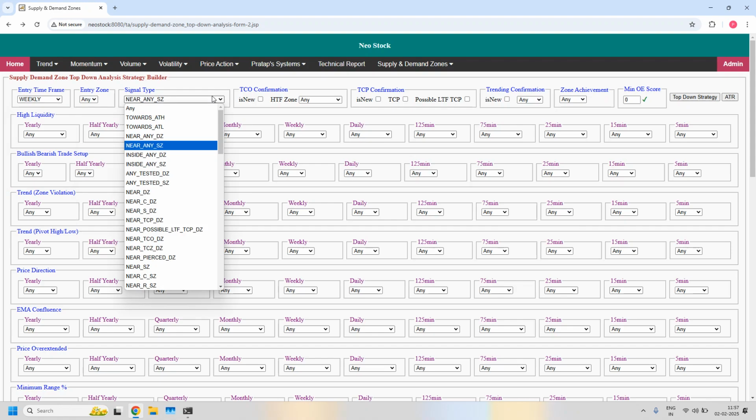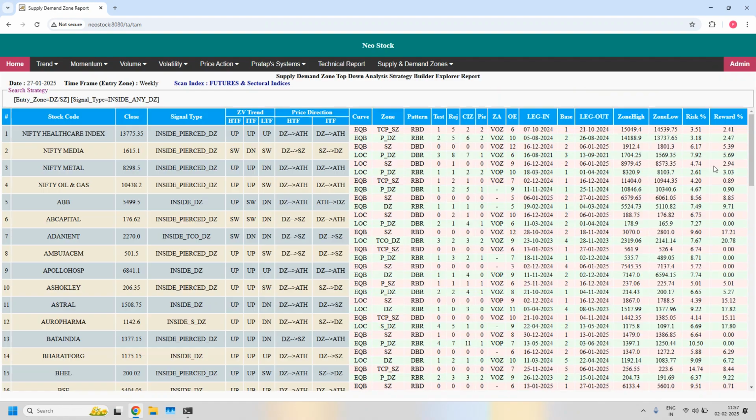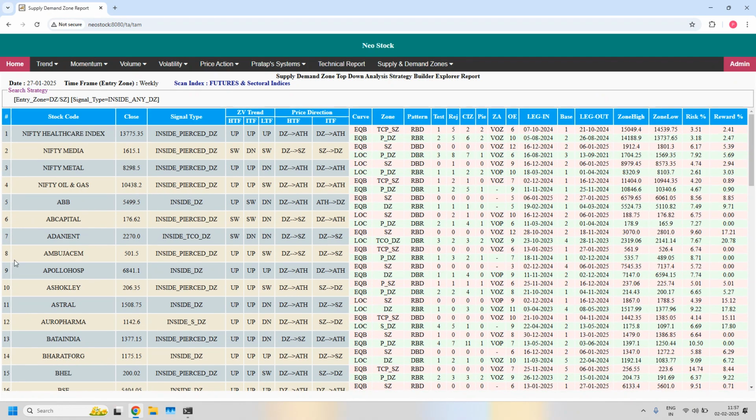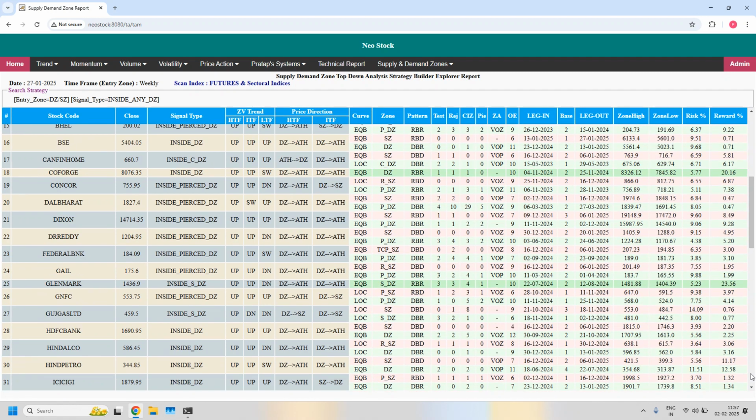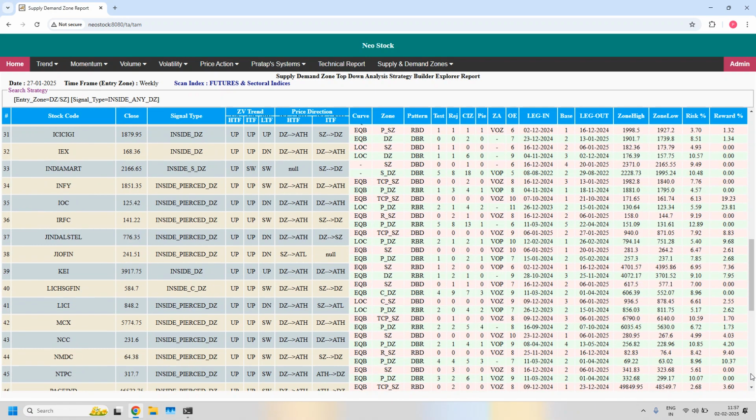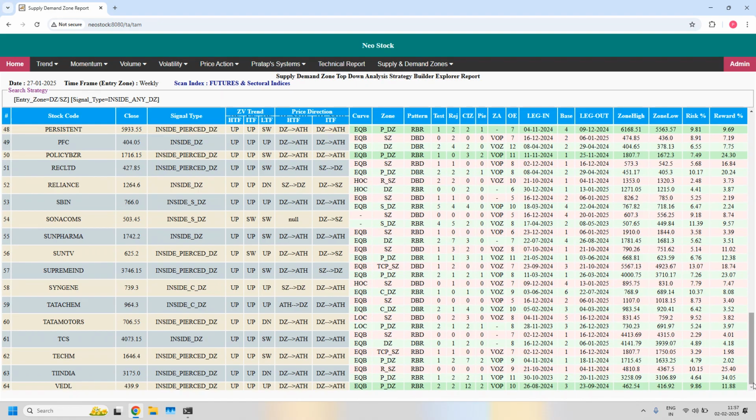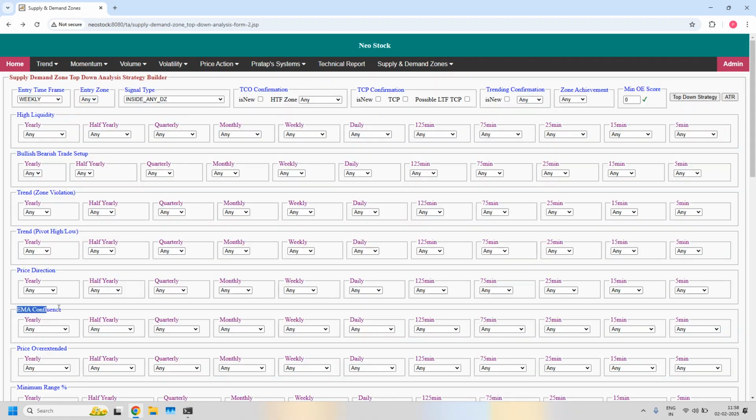Next, weekly time frame, price closed inside the weekly demand zone. We got 64 stocks. For first 15 stocks, I am scrolling the list down. So total 64 stocks. Out of these 64, how many weekly demand zones are having weekly EMA Confluence? Let's filter with the help of EMA Confluence filter.